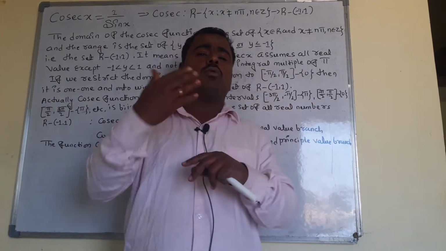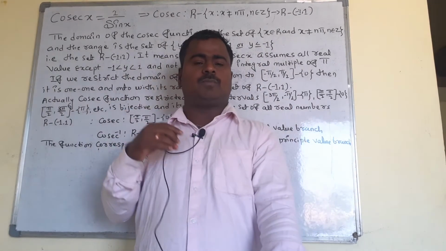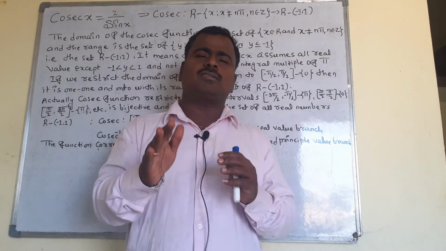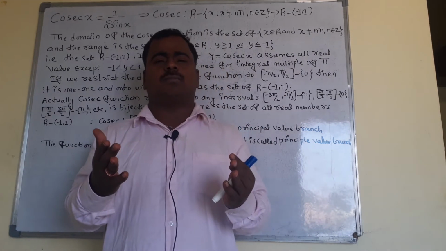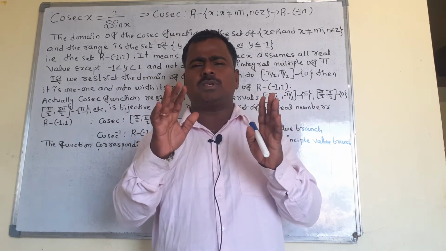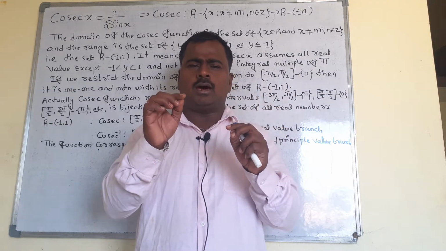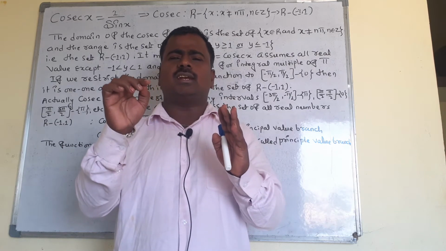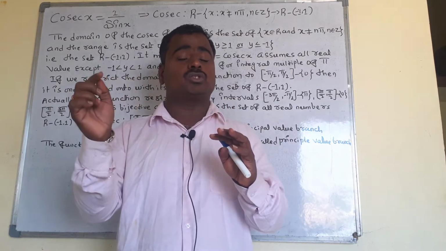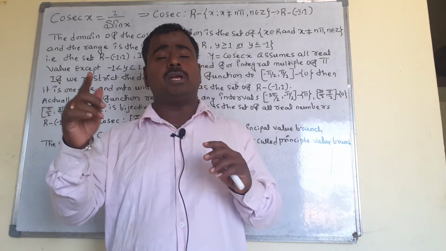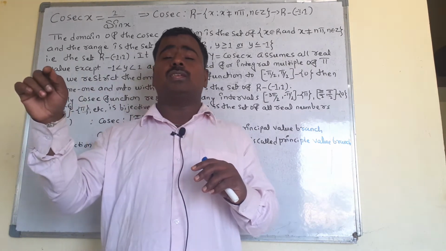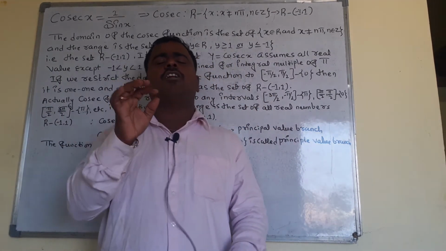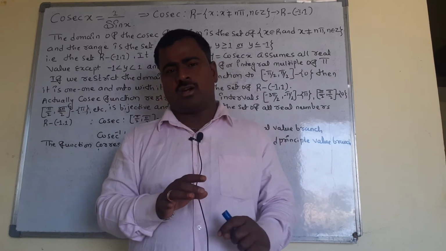So now we are going to express the cosec x function. What do you mean by cosec x function? Already you know that in the last class we discussed this concept. By the way, expressing for the values: R minus x such that x is not equal to n pi, n belongs to Z, implies R minus the open interval minus 1 to 1. Why am I going to consider this one? This is for the cosec x function.